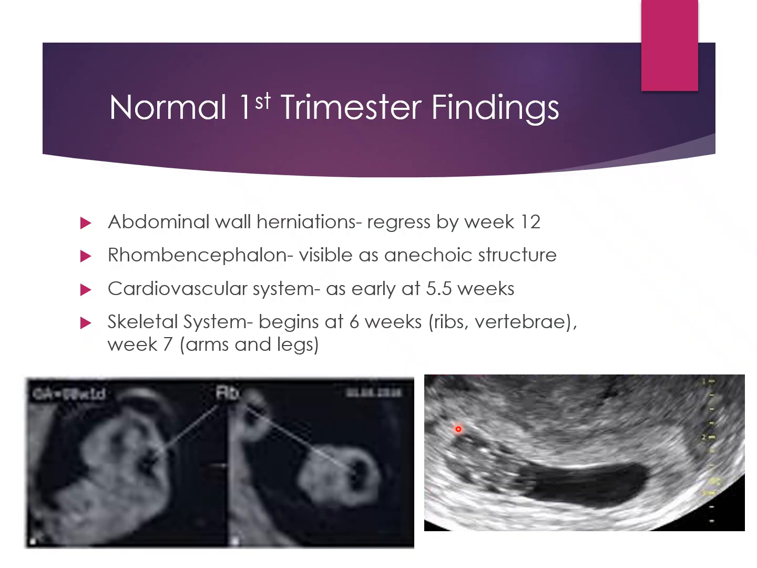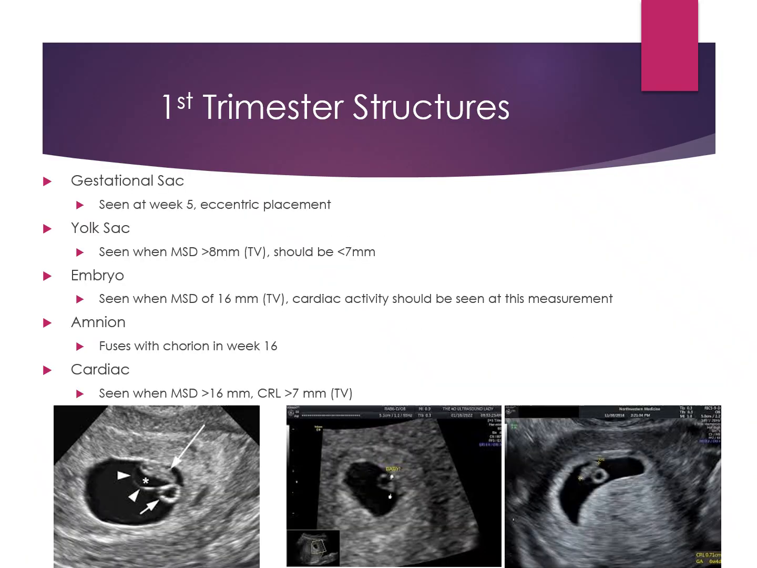And we know this because we can start to see little ribs forming here and here. We have some vertebrae that we can see. And then around 7 weeks, we'll start to see some arm buds forming.